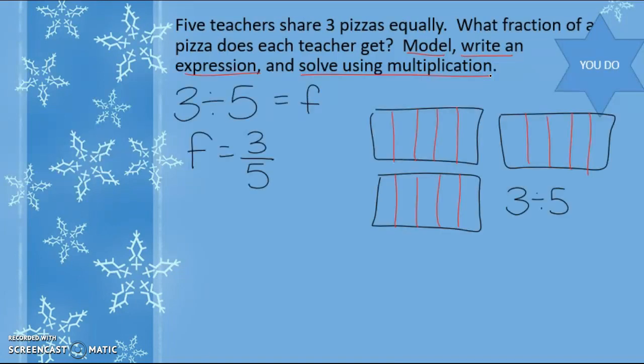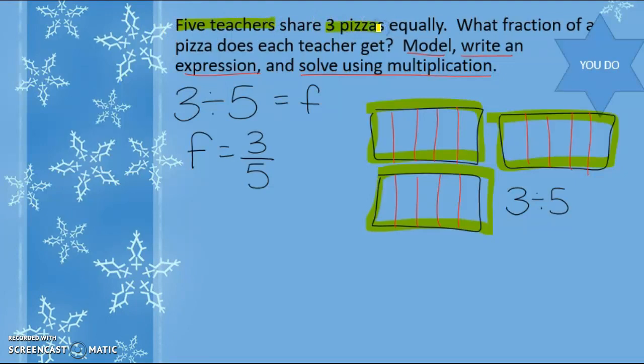Some of you might be thinking, oh man, I got this wrong. Maybe you didn't make the connection between yesterday's lesson or the previous lesson and this lesson. Remember that division models fractions, or fractions model division. So let's take a look. We have 3 pizzas. 1, 2, 3. And the 3 pizzas were shared by 5 teachers.